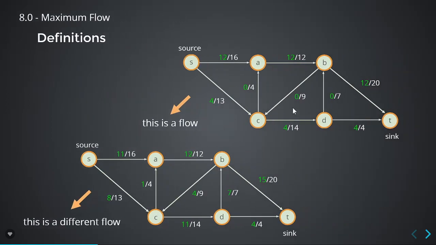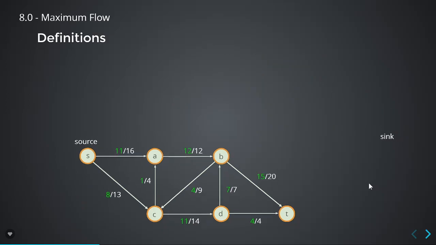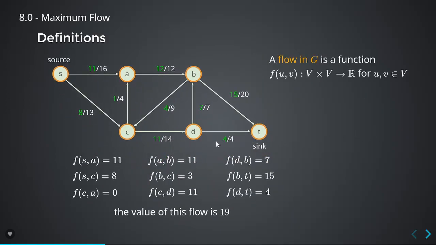So, for example, here are two different flows. The top one, you're sending 12 from S to A to B, and also B to T, and 4 on S to C, C to D, D to T. So that's different to the flow at the bottom here. And the way I represent this flow is by using the function f. So here's the graph, and here's the function.